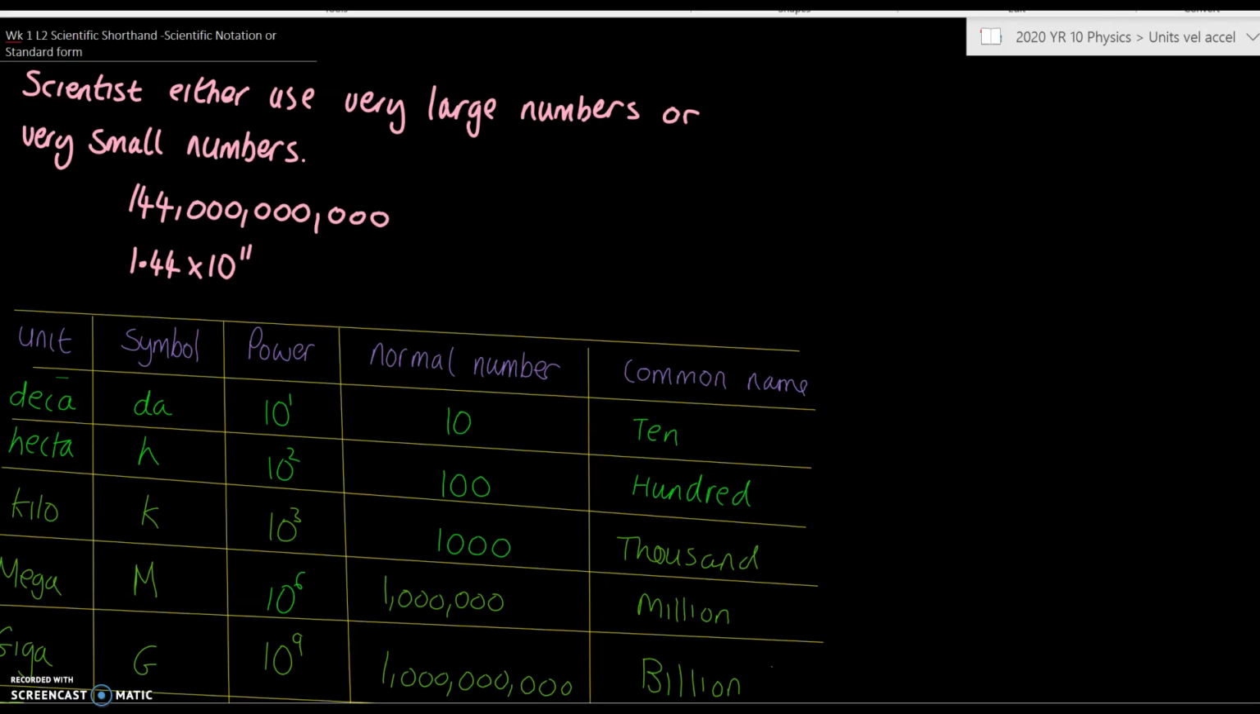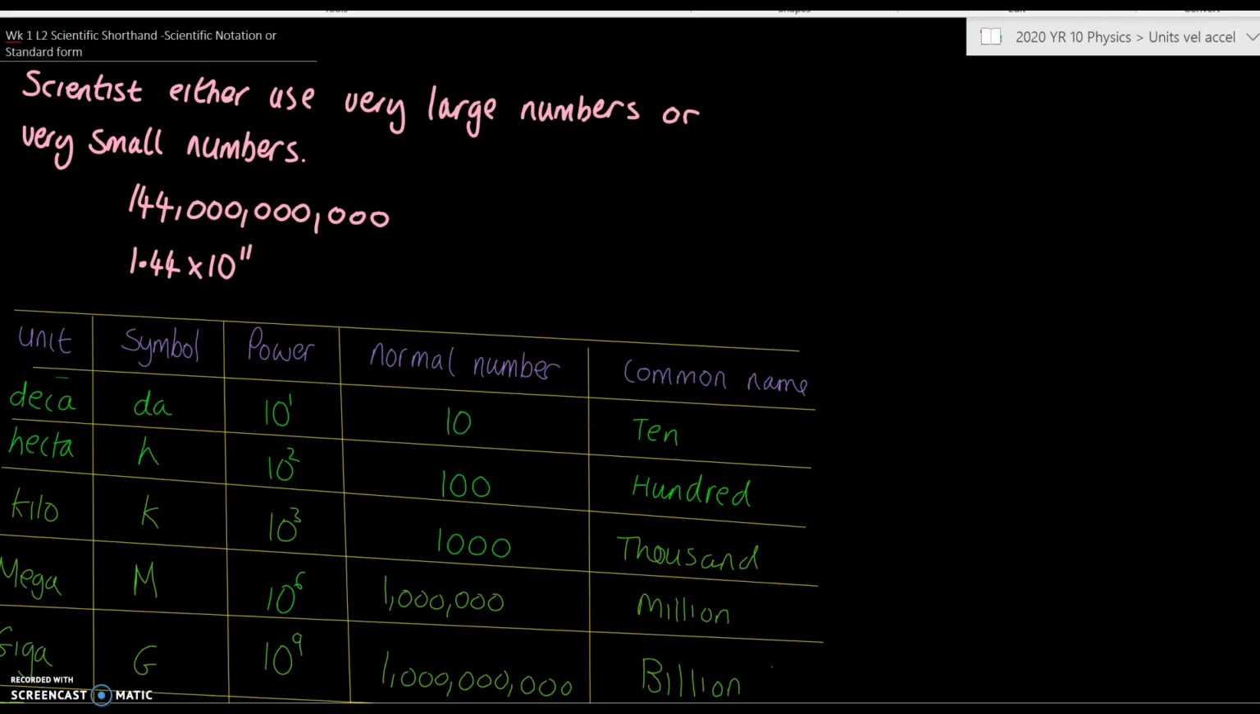Morning gents, this morning we're going to do something called scientific notation or standard form, and it's a shorthand version basically for scientists to write very, very large numbers or very, very small numbers. But before you start that, I'd like you to draw a table.